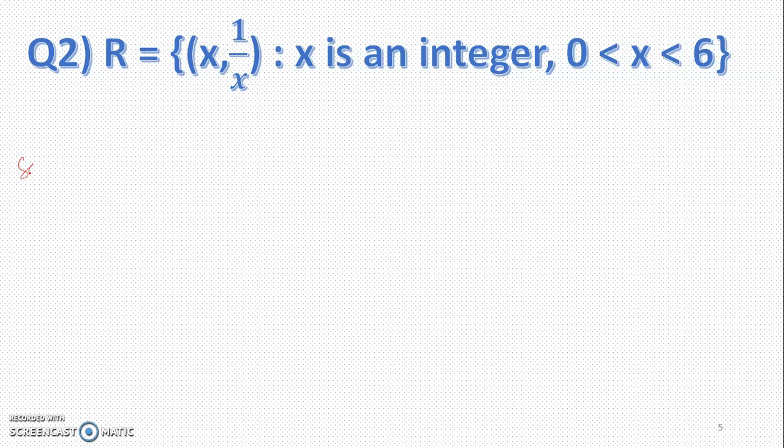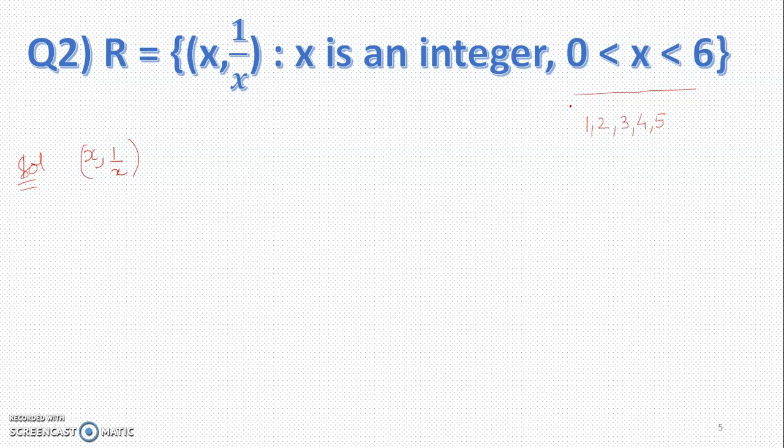So I'll start the solution. The relation is defined so that your x coordinate is x, and your y coordinate is 1 upon x. The relation is x comma 1 by x, such that x is an integer. Integer means it can be positive and negative both, but since x is less than 6 and greater than 0, think of integers which are less than 6 and greater than 0. Since it is greater than 0, we will take positive only. So what are those numbers? You will get 1, 2, 3, 4, 5.